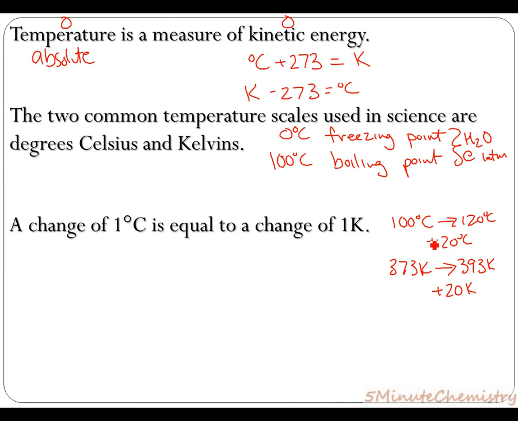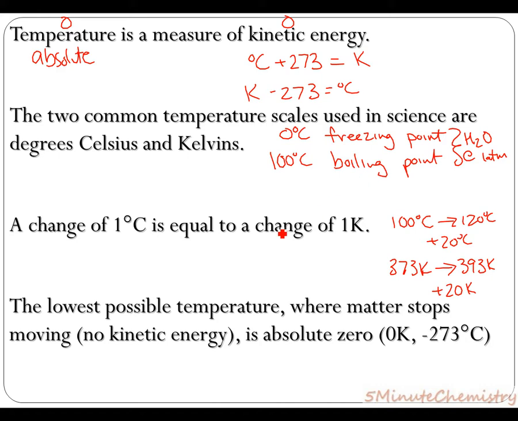So changes to temperature are going to be the same regardless of using the Celsius or Kelvin scale. Now, last idea is that the lowest possible temperature where matter stops moving, meaning there is no kinetic energy, we call this absolute zero. So absolute zero is at 0 Kelvin, and on the Celsius scale, if we take 0 kelvins minus 273, we get negative 273 Celsius.